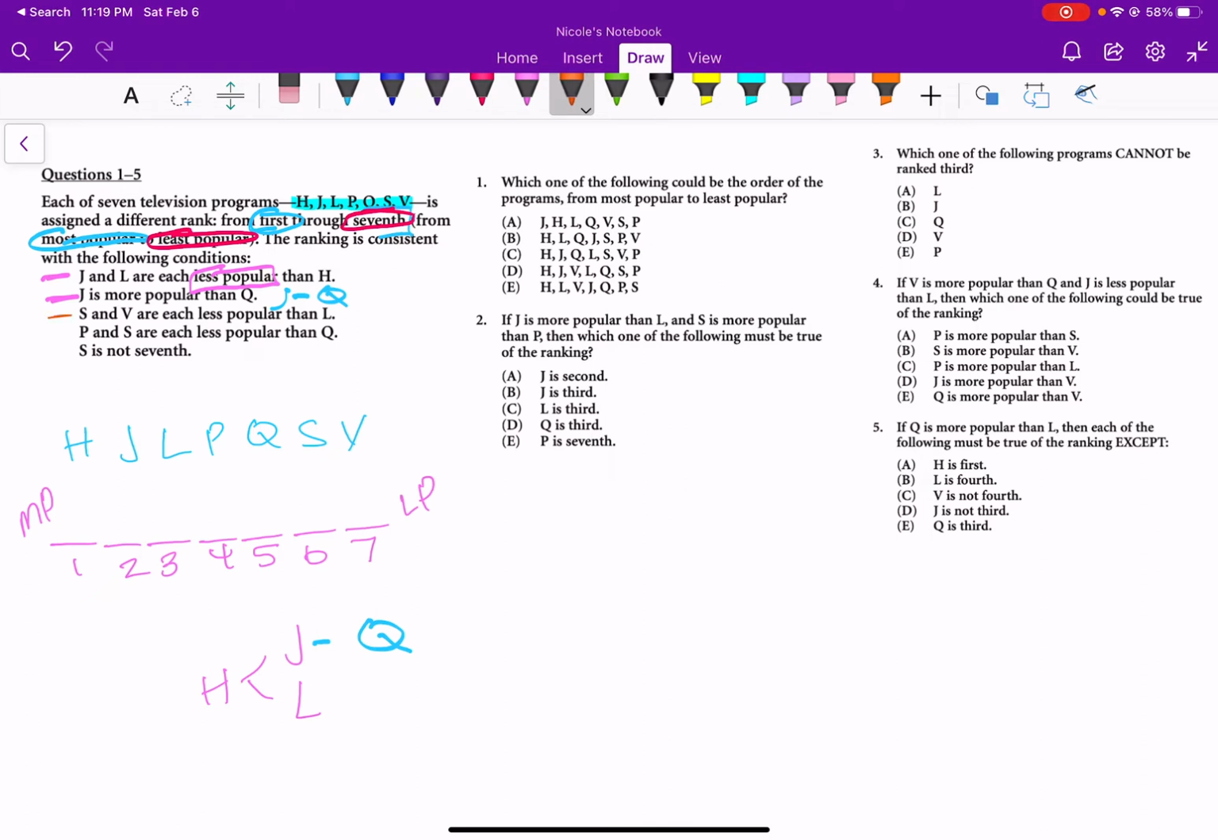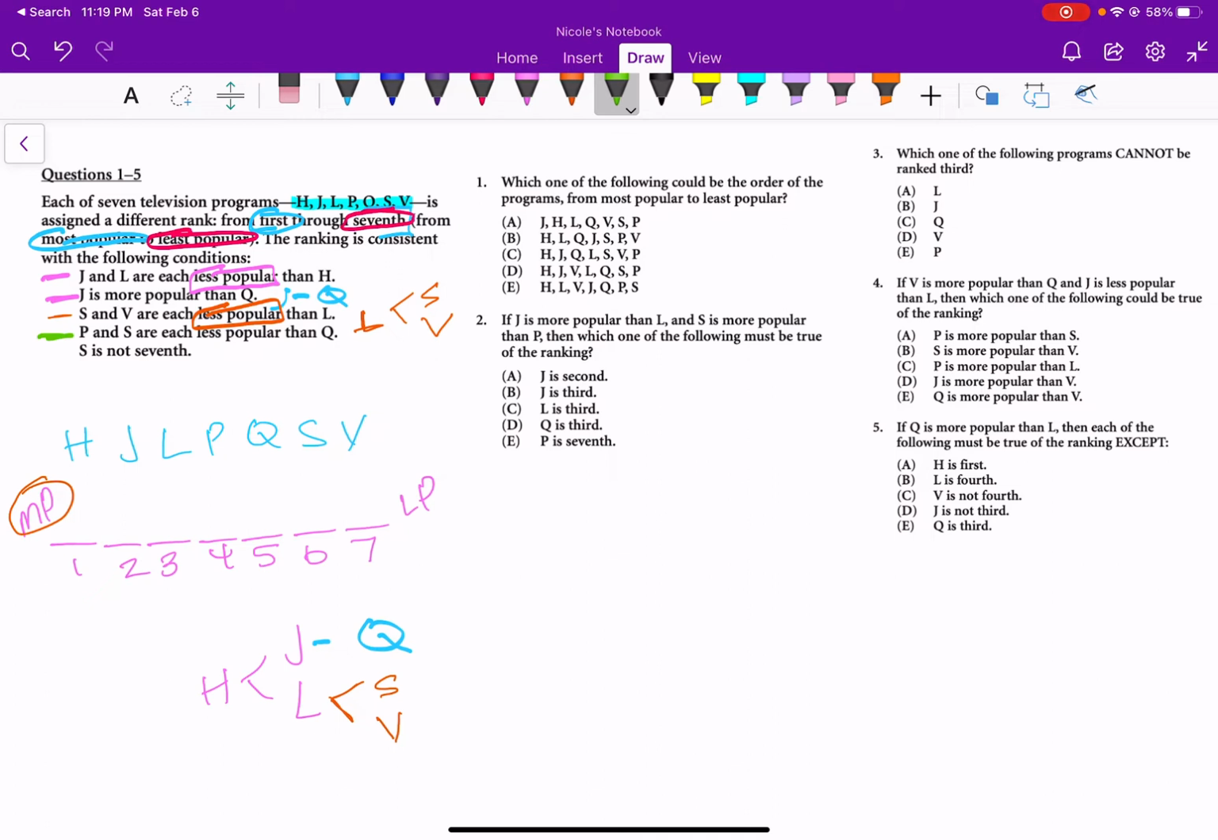All right, third. S and V are each less popular than L. So remember, this is kind of confusing again because I have my most popular over here as number 1. But we're saying that S and V are less popular than L. So essentially we're saying L is more popular than both S and V. And so I'm going to connect this to my L already here, and make a little caret and say L is more popular than S and V.